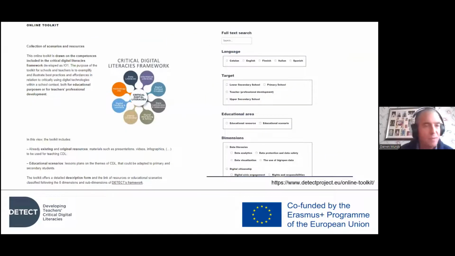So the second of the tools that we developed through the project was an online toolkit, which you can find within the DETECT project website. So you can link through from there. Essentially, the online toolkit for the DETECT project provides educators with access to a range of resources that have been placed within the database that link through either to specific levels of education or specific dimensions or a combination of those two things.